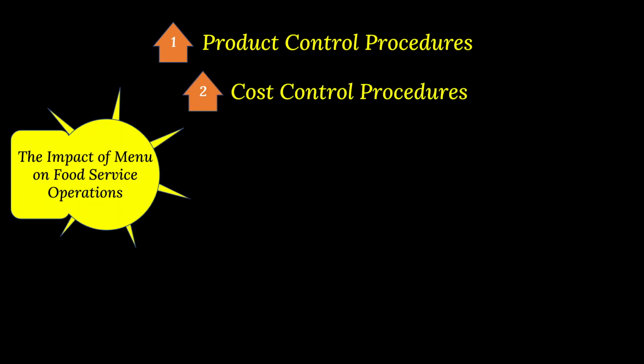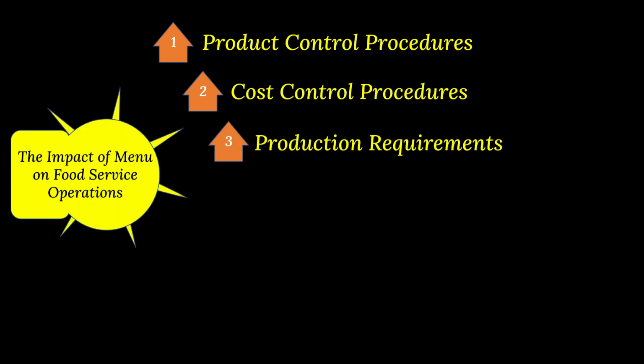Second one, cost control procedures. What is that? Careful cost control procedures must be followed as more expensive products are served, as service styles dictated by the menu become more complex, and as guests desire a dining experience, not just a meal. Remember, this is a very important point. The guest has come to your premises just for the experience, the dining experience, that is the excellence, not because they are hungry.